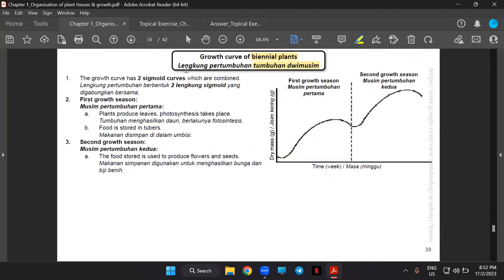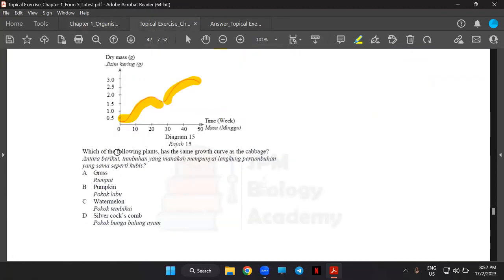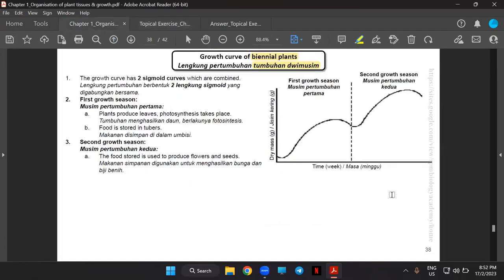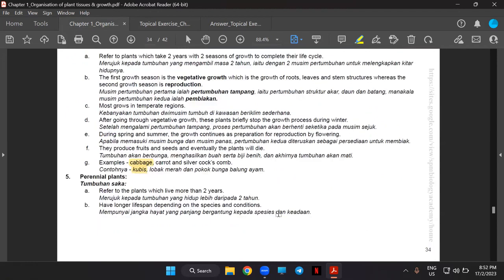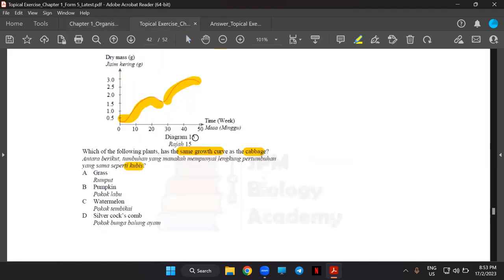Okay, so soalan minta apa? Which of the following plants has the same growth curve as the cabbage? Antara berikut tumbuhan yang manakah mempunyai lengkung pertumbuhan yang sama seperti kubis? Jadi kita kena ambil contoh pokok jenis biennial plant, tumbuhan dwi musim. Contoh lain yang diberi di sini ialah carrot, silver cockscomb. Lobak merah, pokok bunga balung ayam. So let's see. Silver cockscomb, pokok bunga balung ayam. Sama dengan cabbage, dwi musim.